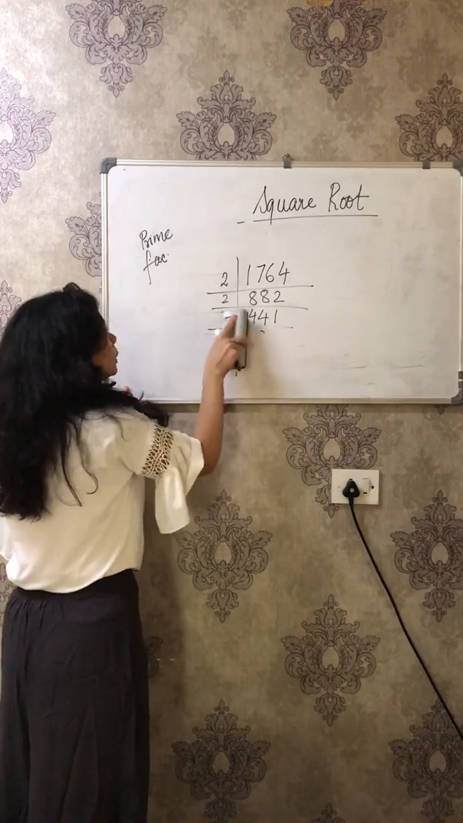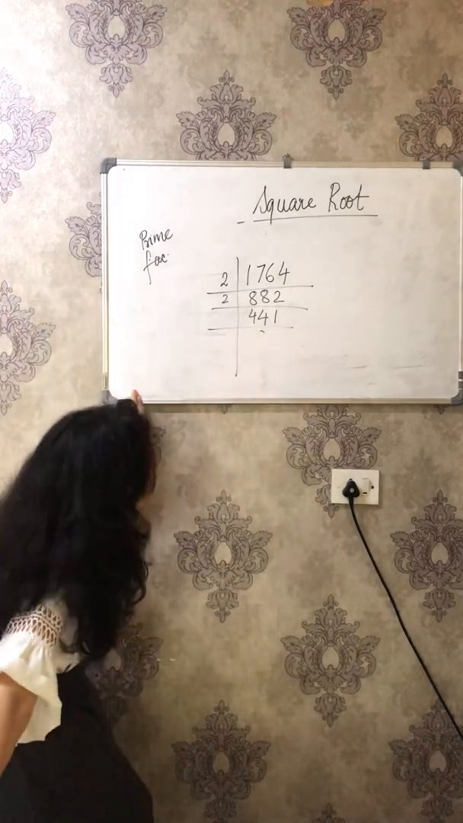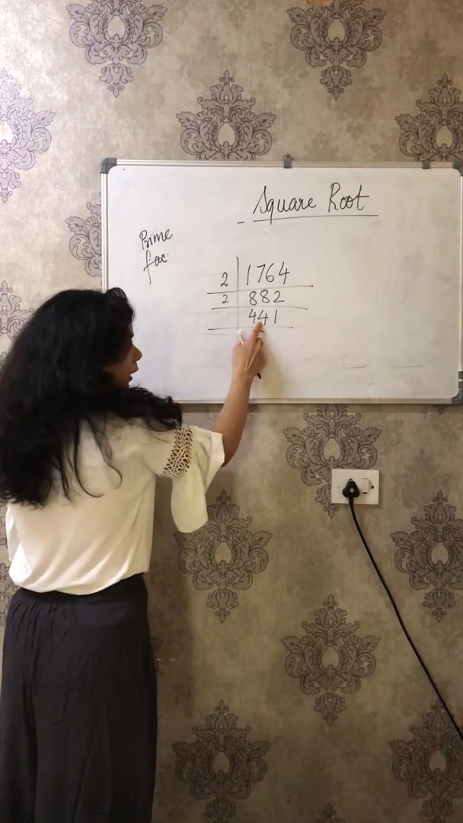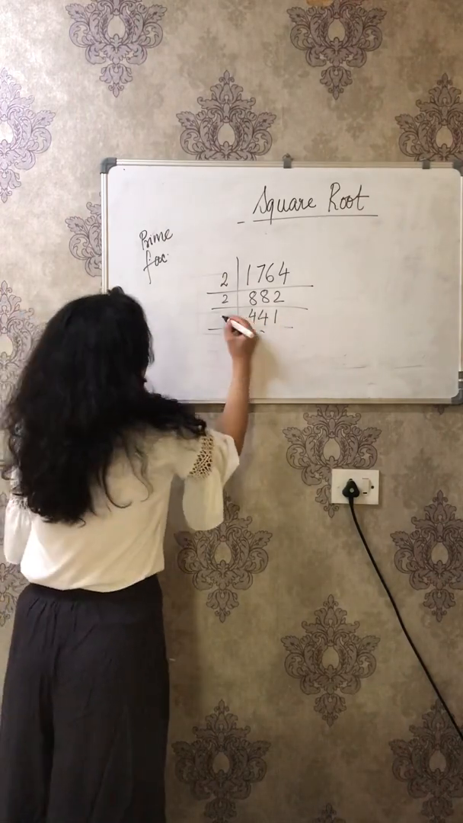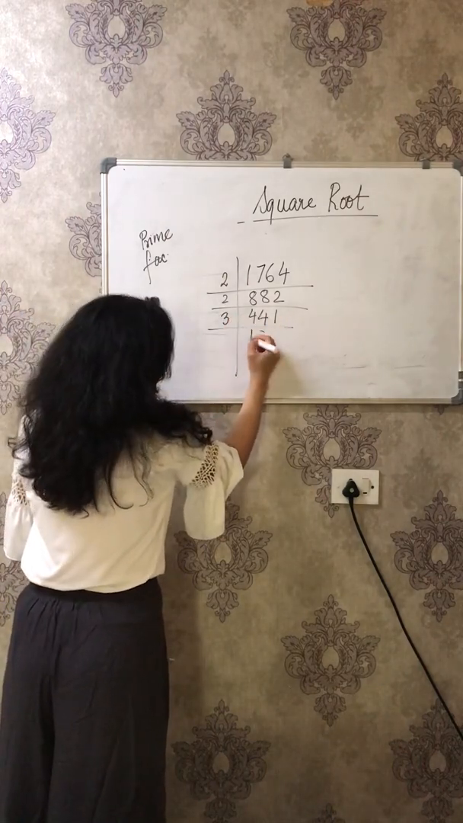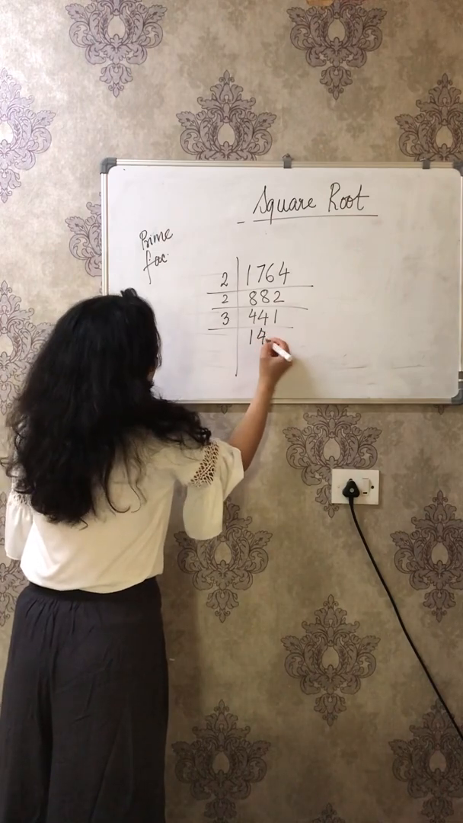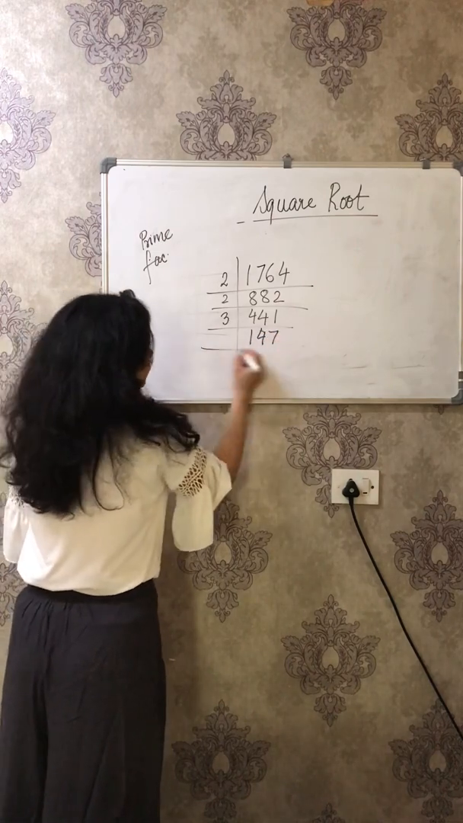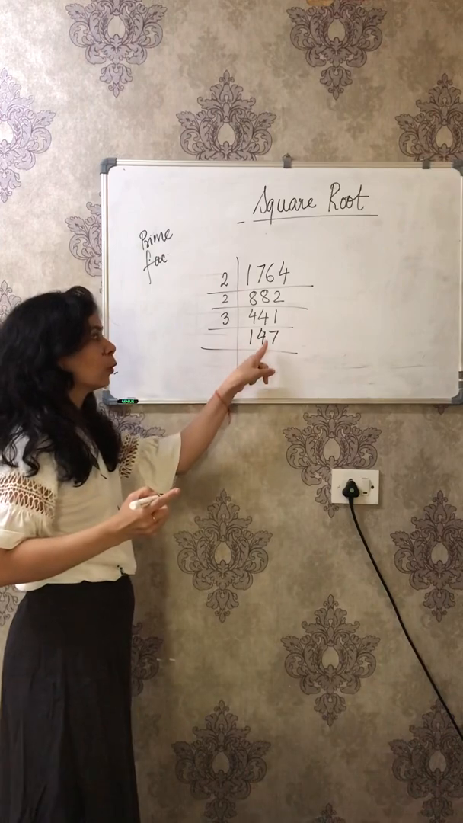It's an odd number, we can't take 2, so we will take 3, because 4 plus 4 is 8, 8 plus 1 is 9, so it is divisible by 3. So we will do 3 1s are 3, 3 4s are 12, 3 7s are 21. Okay. Now 1 4 7.